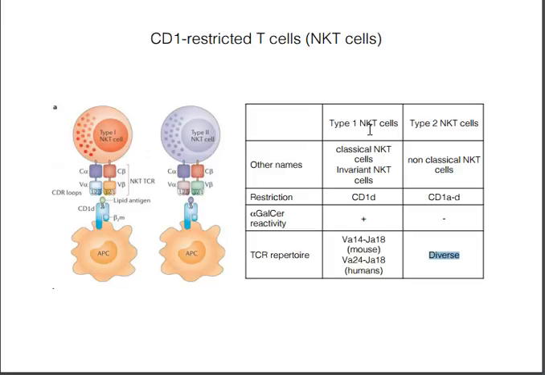Basically, we've got type 1 NKT cells, which are restricted to CD1. They recognise alpha-GalCer, but they have a limited TCR repertoire, only recognising V alpha 14 in mice and V alpha 24 in humans. And the type 2 NKT cells, which are non-classical NKT cells, recognise CD1A to D, but they don't recognise alpha-GalCer, and they have a diverse TCR repertoire.